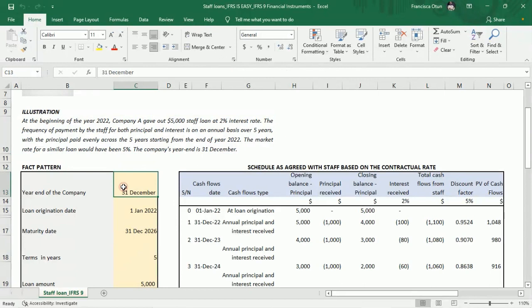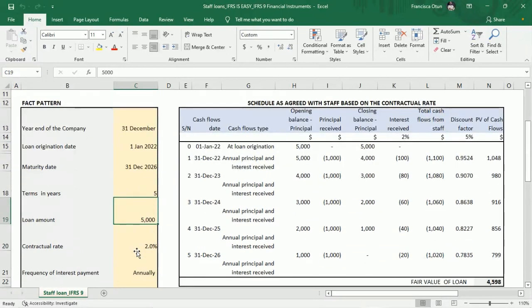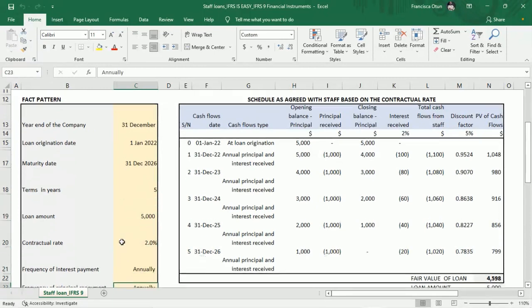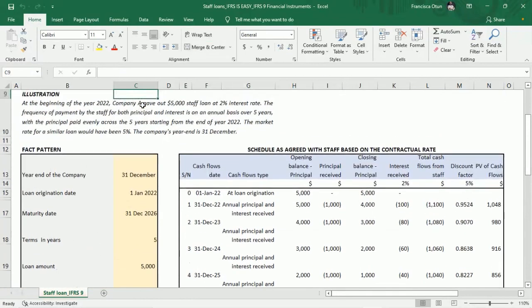So quickly we'll go through the fact pattern that constitutes what we have in the staff loan. The year end is 31 December. The origination date is 1st January 2022. The maturity date is 2026, which is in 5 years' time. The loan amount is $5,000. The contractual rate in the contract is 2%, and remember the market rate is 5%. So the expectation is that when we discount the total cash flows, we'll be discounting using the market rate, because that is the requirement of IFRS 9.